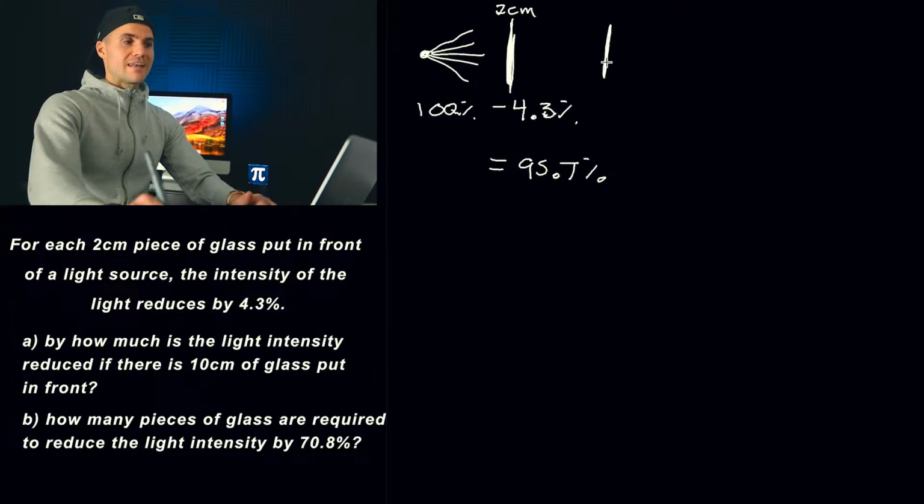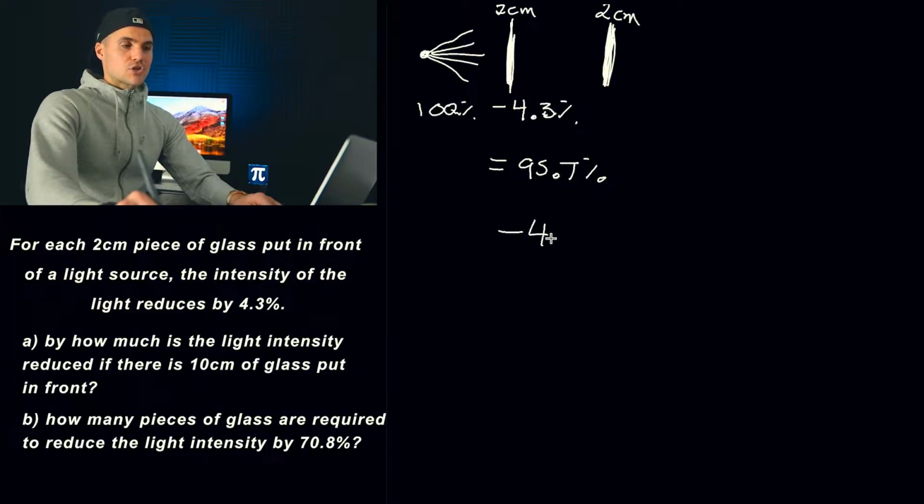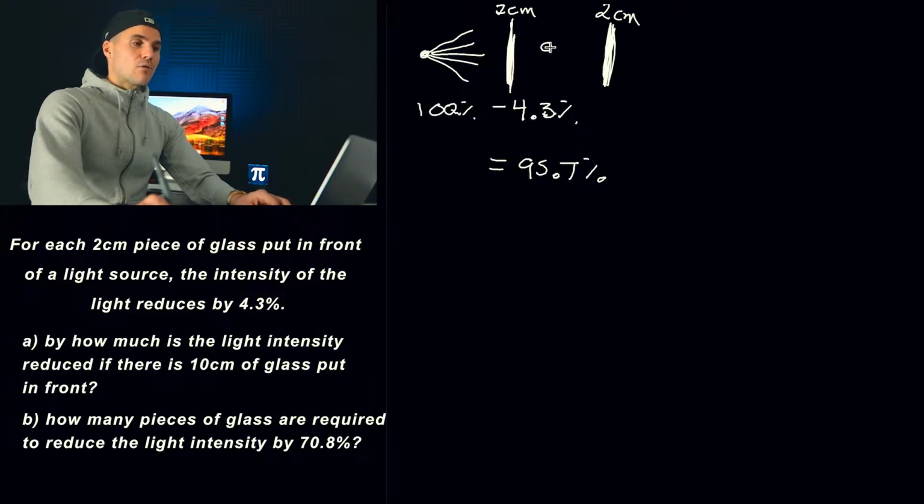Now, if we put the next piece of glass in front, so the next 2-centimeter piece of glass in front, it's going to reduce the light intensity by 4.3%, but not in a linear way, as I mentioned. You're not just going to subtract 4.3% from the 95.7%. Now the light is 95.7% intense. You're going to subtract 4.3% of that amount from it.